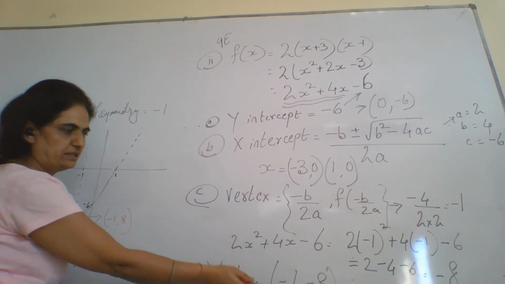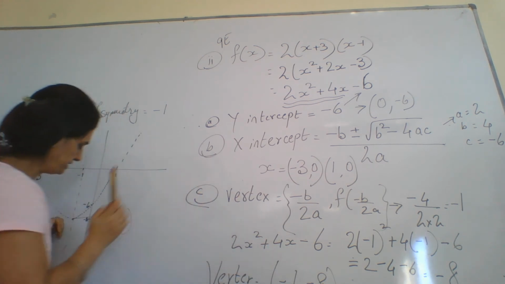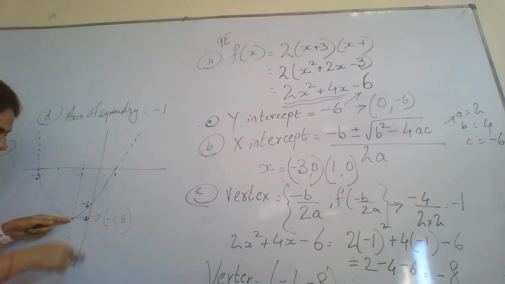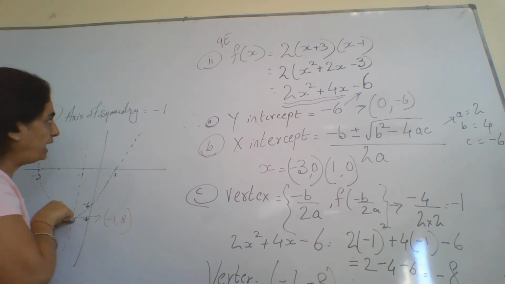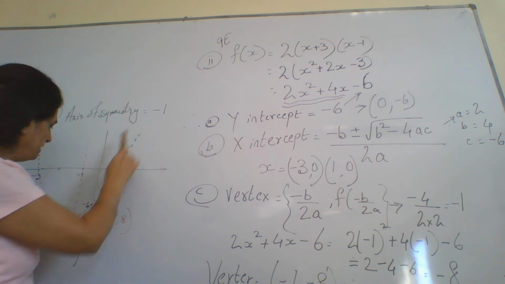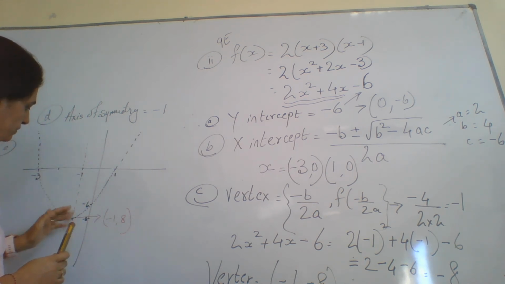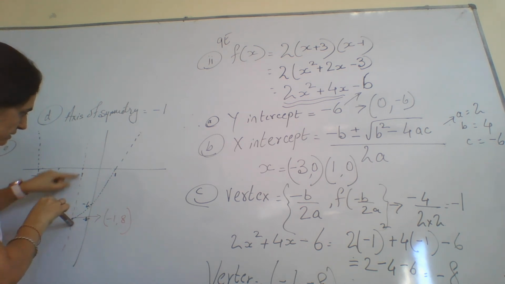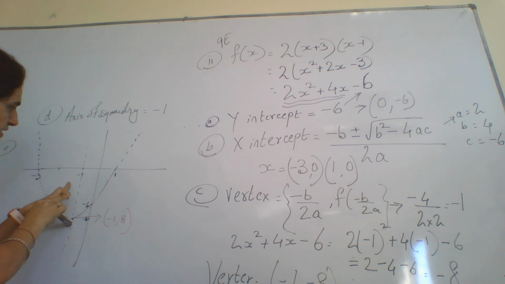Next is vertex. It has to be (-1, -8). So minus 1 the x-coordinate and minus 8 the y-coordinate from the y-axis. So my vertex will be here. And axis of symmetry is x = -1. So this you can verify. You know that the minimum point here is, if I am drawing a straight line, it will pass through minus 1.